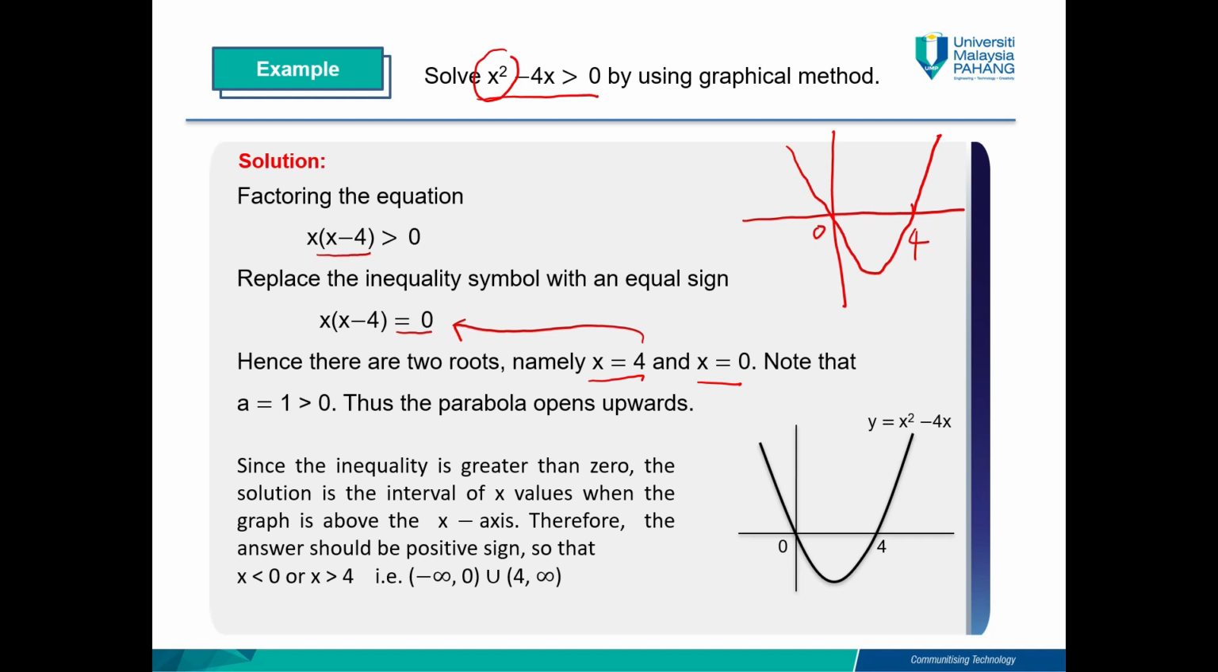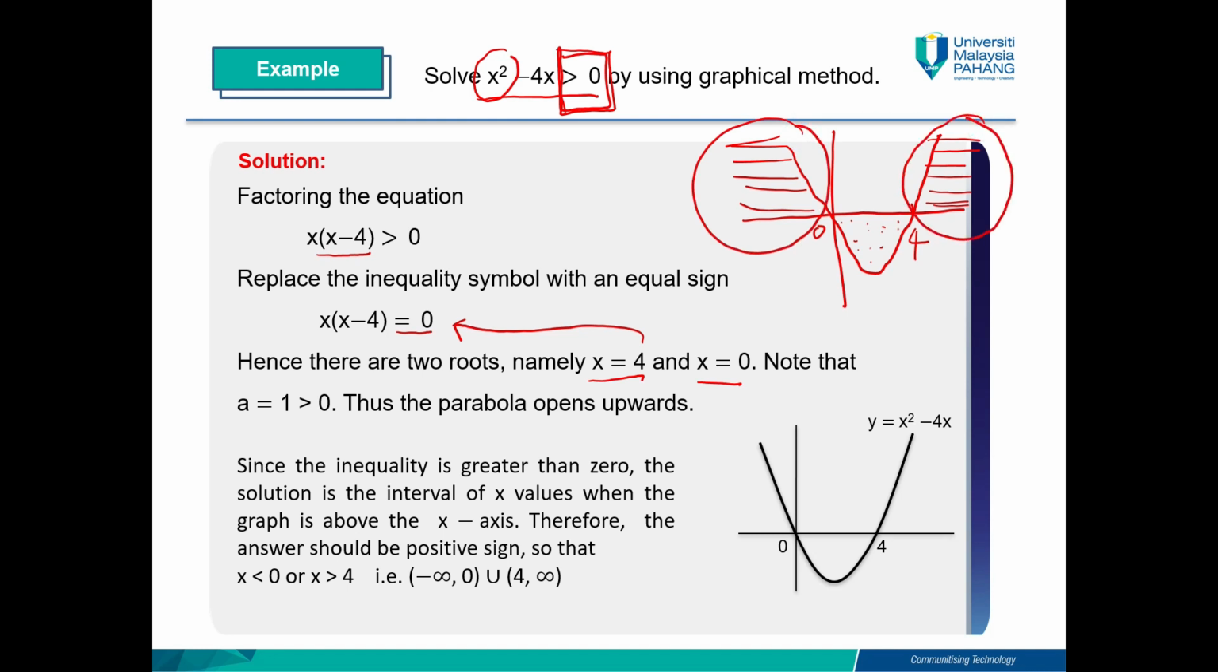Okay, so what are the solutions of the inequality? We are finding the values that give us a positive number because it is more than. A positive number means all of the values on top of the x-axis will give us a positive number, isn't it? This one is the negative number. So the solution is this part and this part.